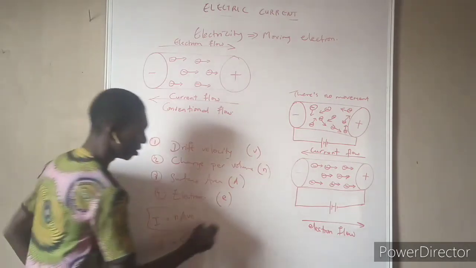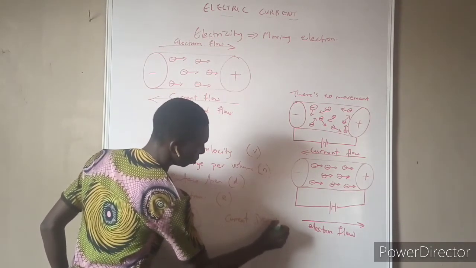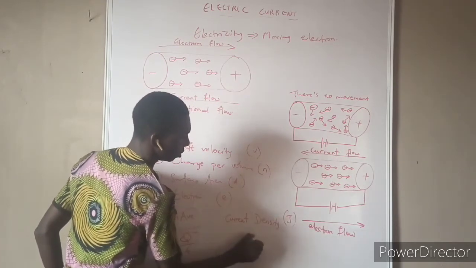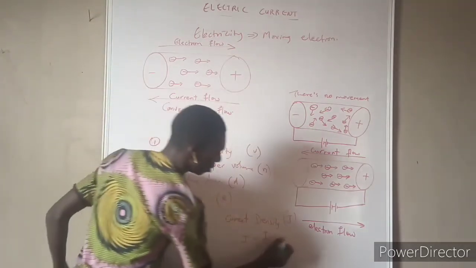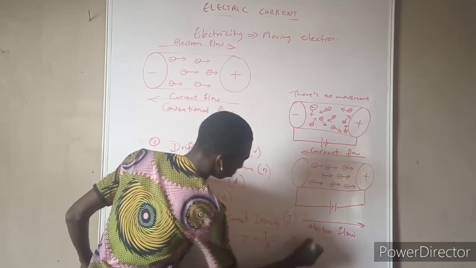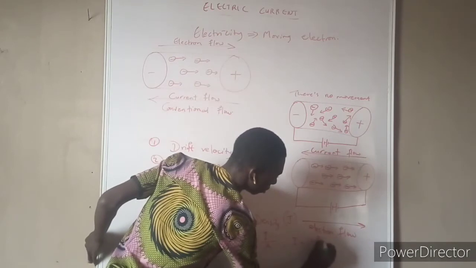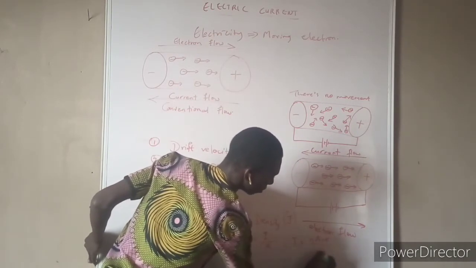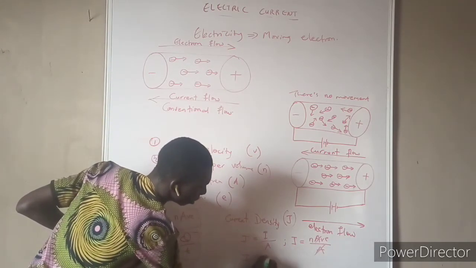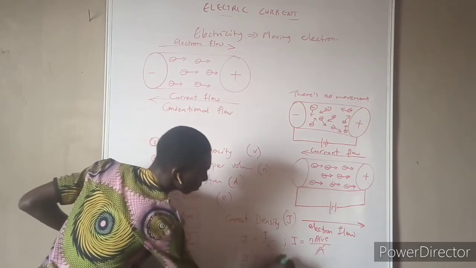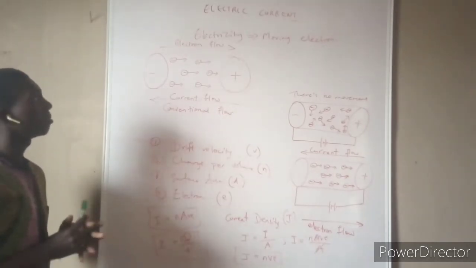And there's something we call the current density. The current density is represented with a J. And this J is equal to current over area. My current here is equal to NAVe, so NAVe all over my area. So area cancels area. So I can now say my current density is equal to NVe. So that's the electric current.